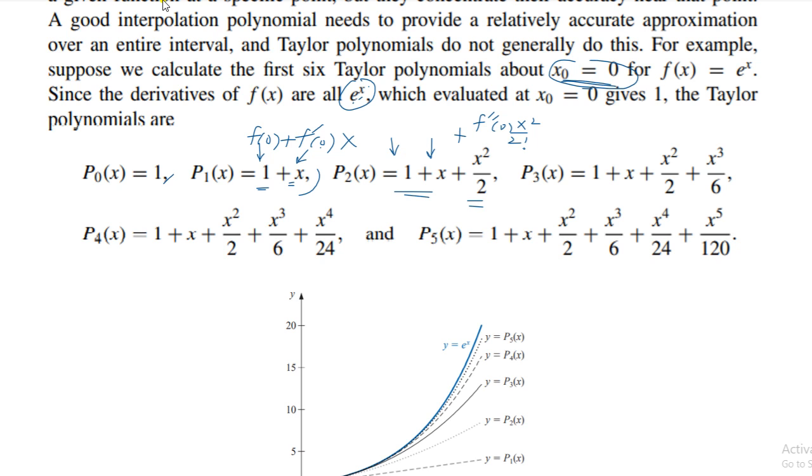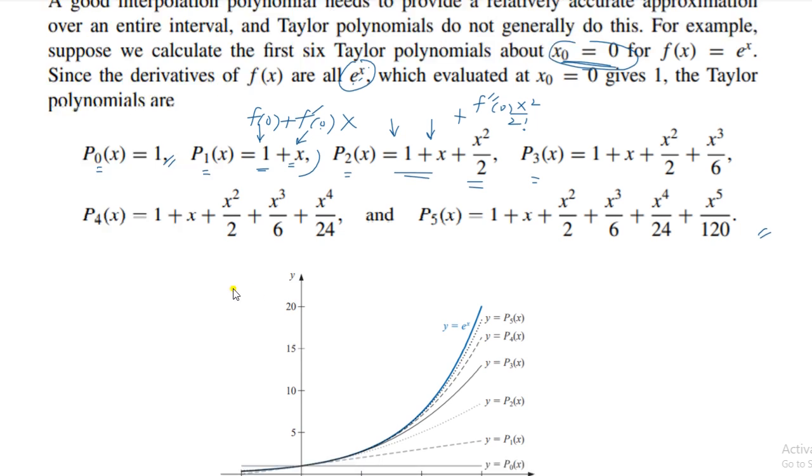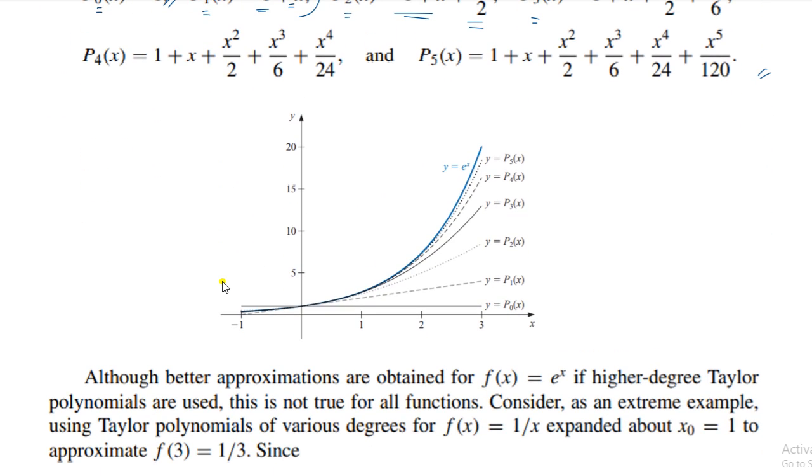This is the polynomial of degree 0, polynomial of degree 1, polynomial of degree 2, polynomial of degree 3, and so on. So we wrote here polynomials up to degree 5. And you can see how they are approximating. This blue curve is your original function e^x, and you see this is p0. P0 is a very bad approximation. Our function is going there and this is going here, right?